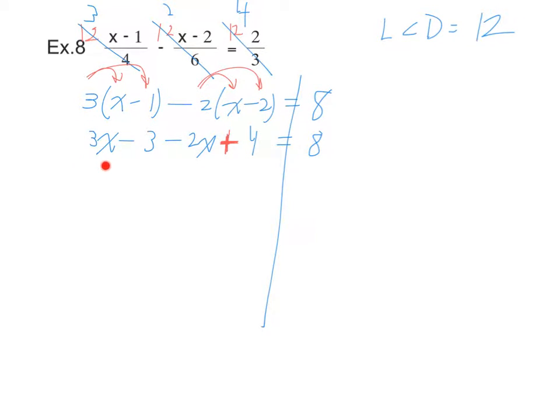By combining together like terms, the 3x and the negative 2x, and the numbers negative 3 and 4, this should break down into a two-step equation, or maybe even a one-step. All I have to do is subtract 1 from both sides and I have the answer. x equals 7.